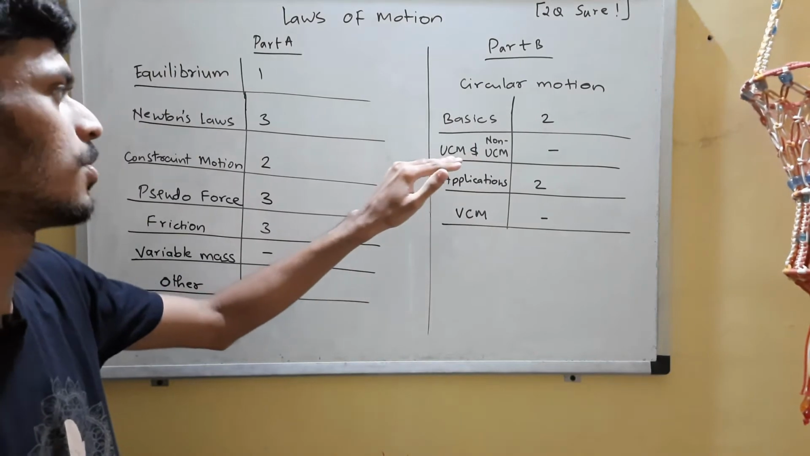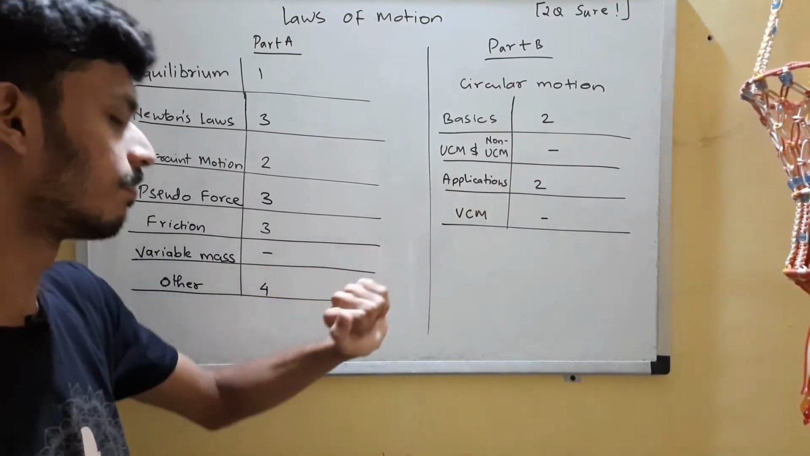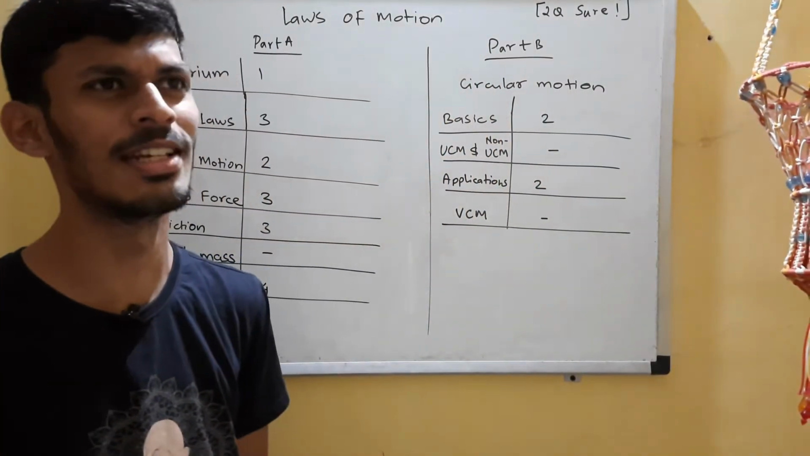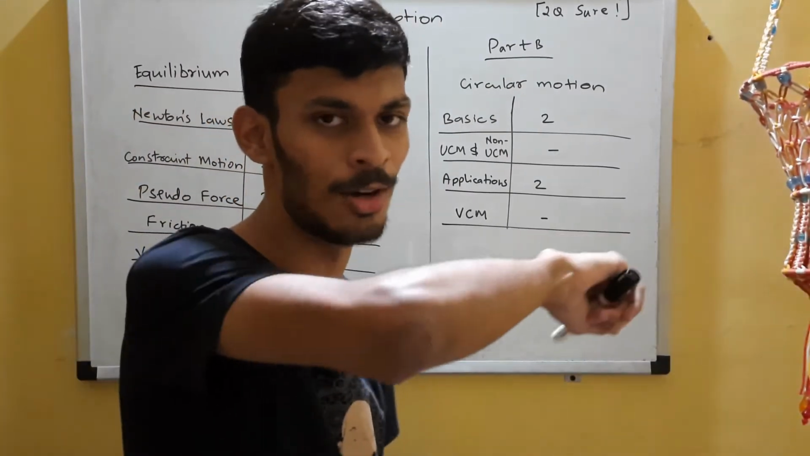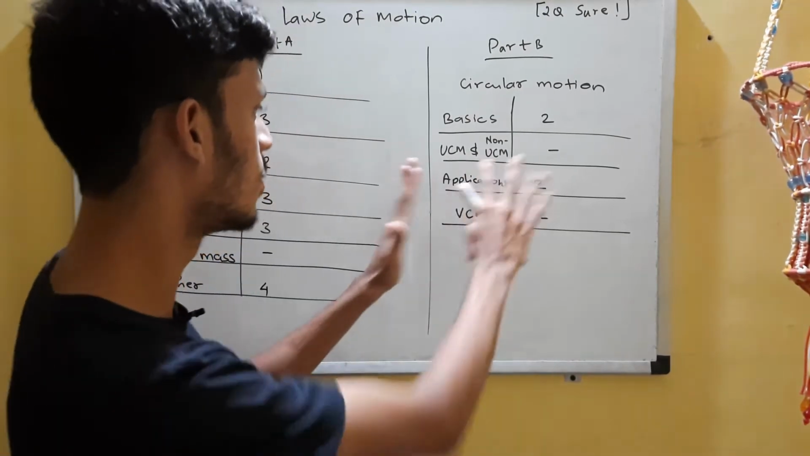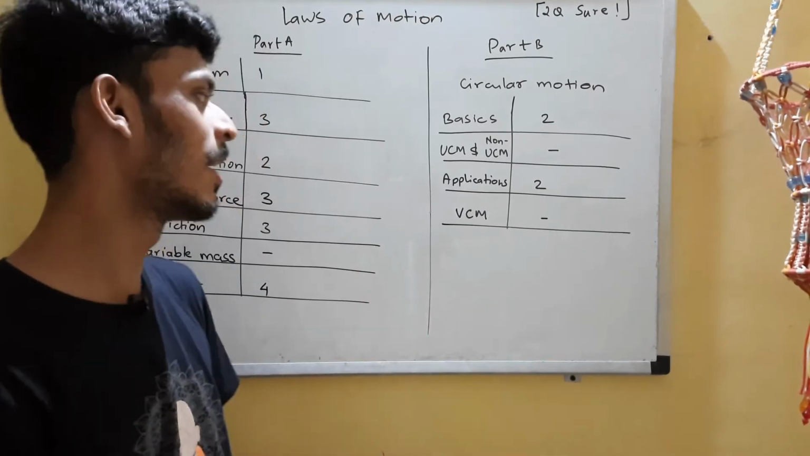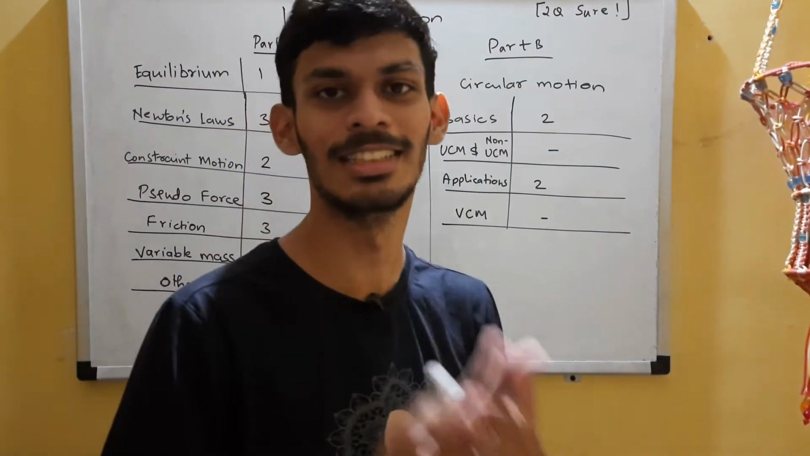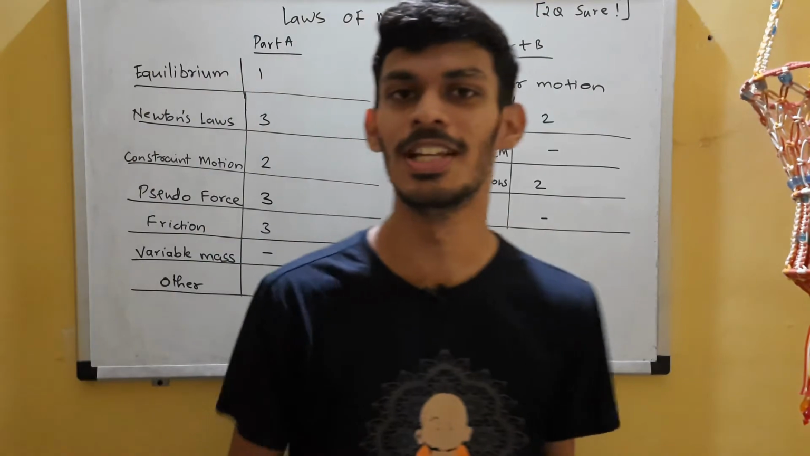No questions were asked on uniform circular motion and non-uniform circular motion. Questions were asked based on applications of circular motion. This is basically banking of a road, then turning around a circular road without skidding, or things like that. We'll come to the questions. And finally, vertical circular motion, my favorite topic, but no questions were asked from this. So yeah, let's get to the questions now. This was the weightage over the last 15 years for BITSAT.